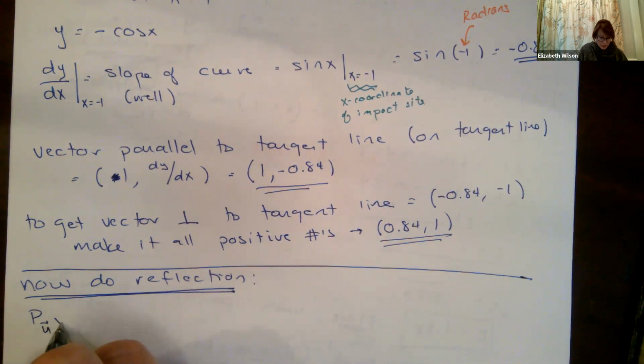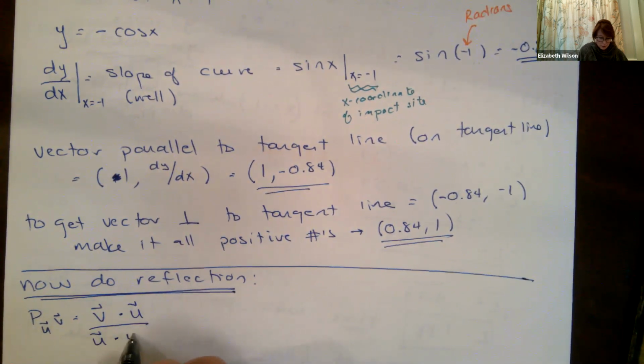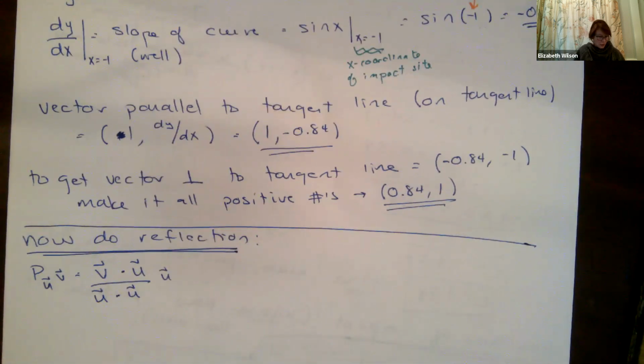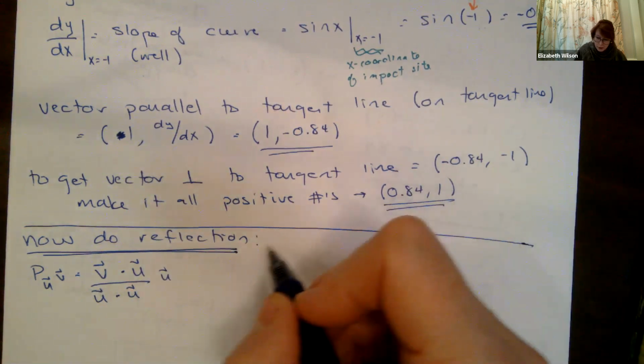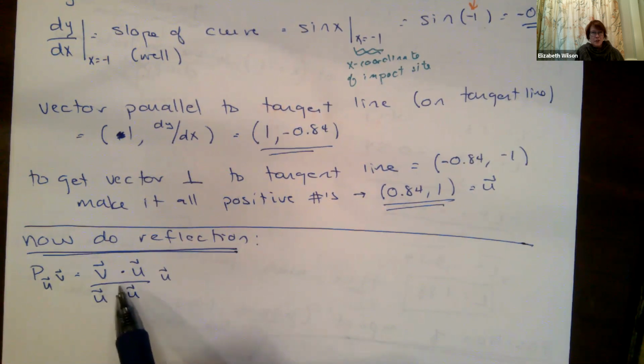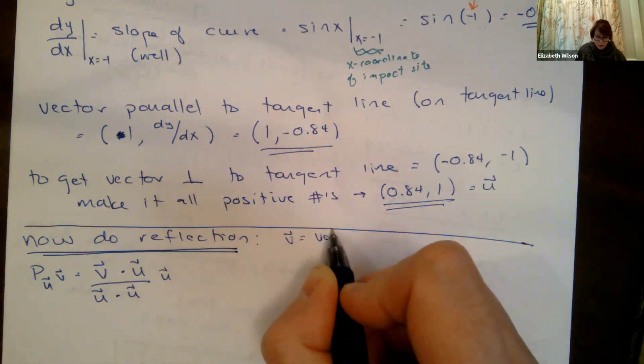Projection of V onto U. Remember that's going to be V dot U over U dot U times U. So this gives us a scalar multiple of the thing that we're projecting onto. So this right here, I'll call this my U. And the thing that I'm projecting onto it is my velocity. So V equals our velocity vector.